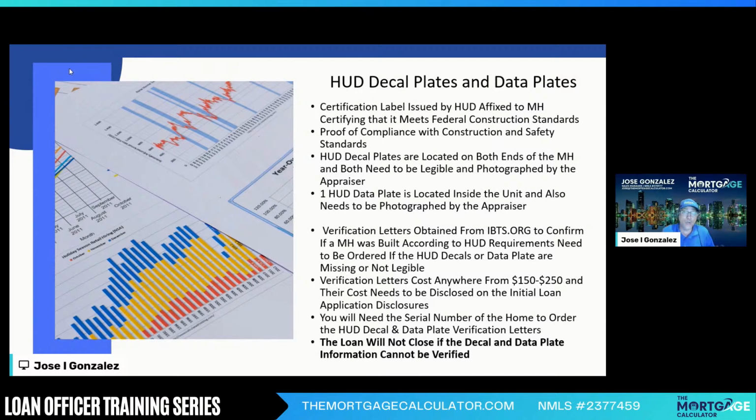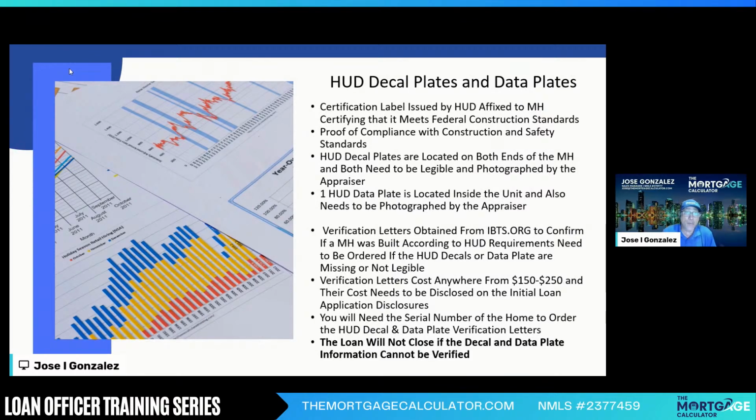So the manufactured home comes to the site in two pieces, usually. Each piece in a corner is going to have a HUD certification plate called the decal plate, certifying that the manufactured home meets federal construction standards for manufactured homes. That's really important. It's also going to certify proof of compliance with construction and safety standards.